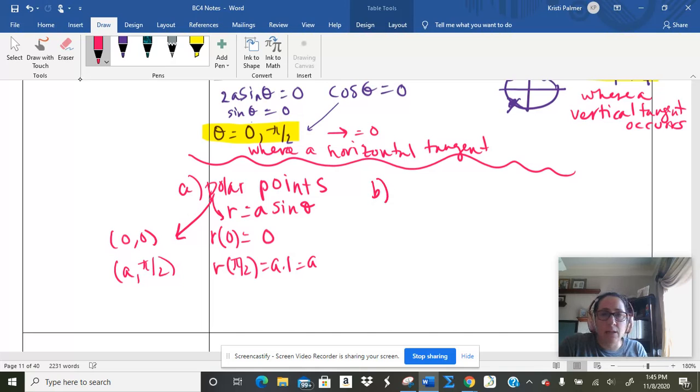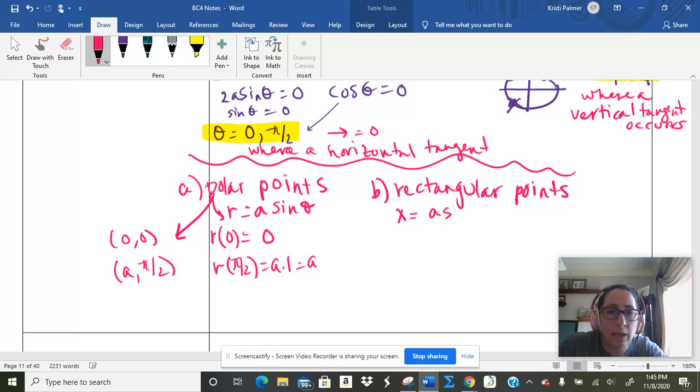But B says to find rectangular points. So to find rectangular points, I have to use the x equals equation. And I've got to go back to what the x was. x was a sine theta cosine theta. And the y equals equation, so y was a sine theta sine theta.